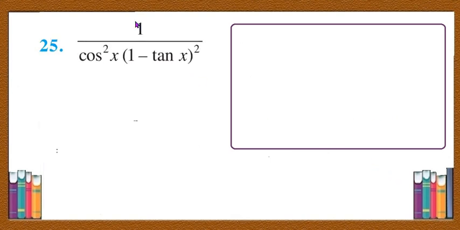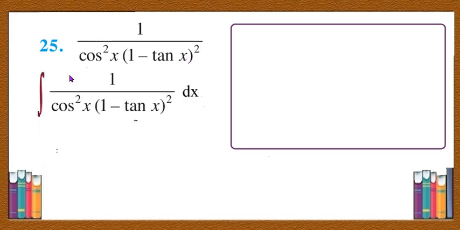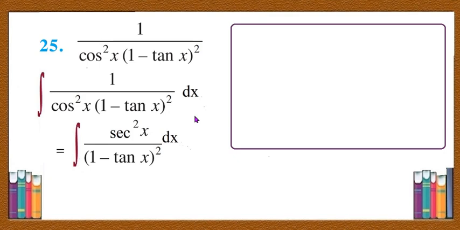Next one, you have to evaluate the integral of 1 by cos square x into (1 minus tan x) whole square dx. And 1 by cos square x is sec square x. And sec square x dx is the derivative of 1 minus tan x with negative sign. That's why the substitution is t is equal to 1 minus tan x, because 1 by cos square x dx can be written as sec square x dx.